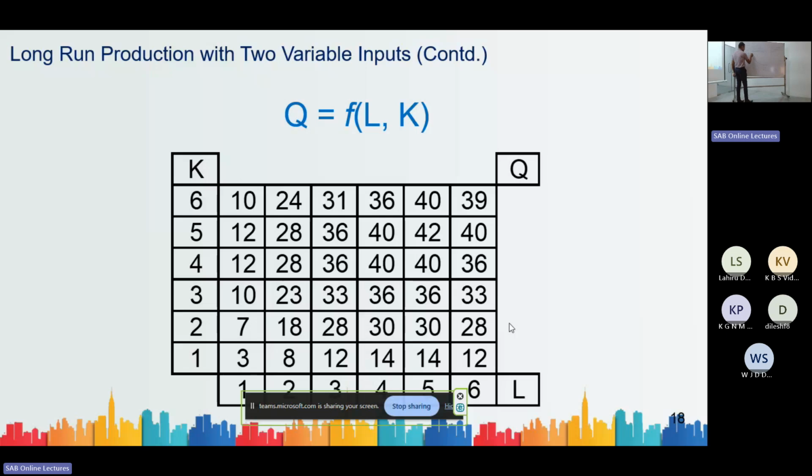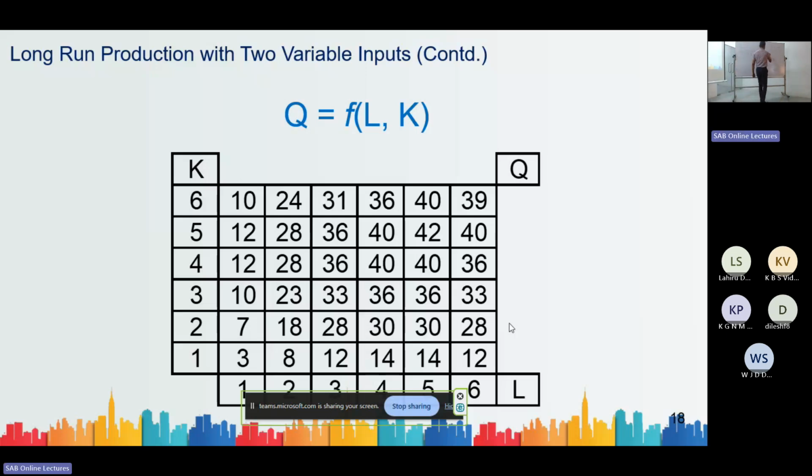So all these possible combinations of labor and capital produce the same level of output. Got it? Clear? So this is what we mean by an isoquant curve. An isoquant curve is a curve that combines all possible combinations of two inputs that derive the same level of output.